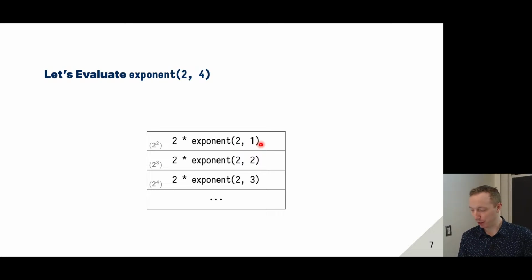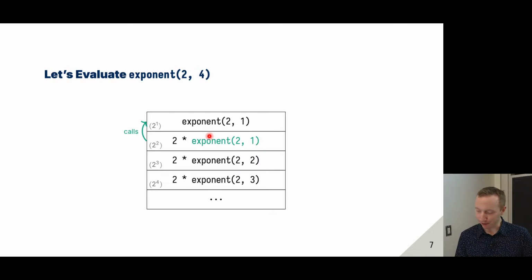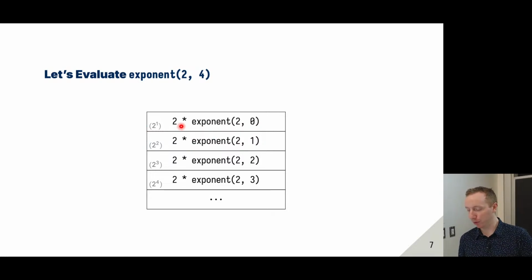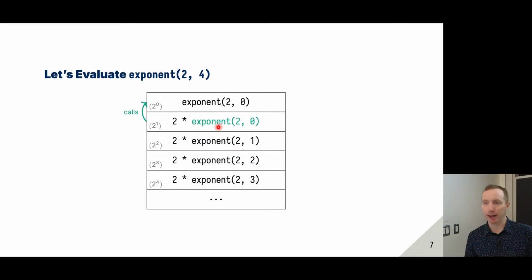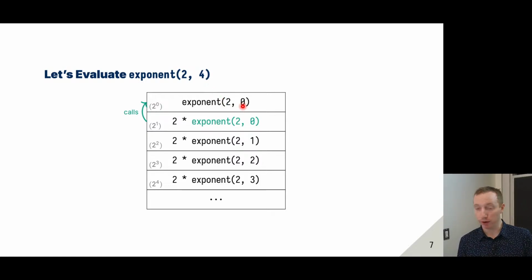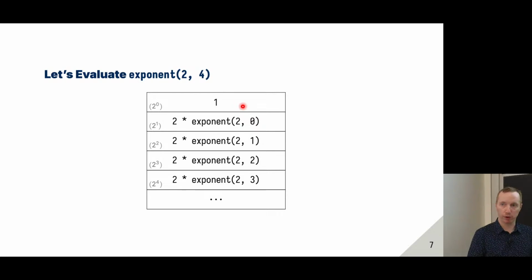Then it gets kind of boring. We have another function call with exponent(2, 1), and that is 2 times exponent(2, 0). So we would call that. And then, mercifully, this is our base case. In this case, n is equal to 0, so it would just return 1.